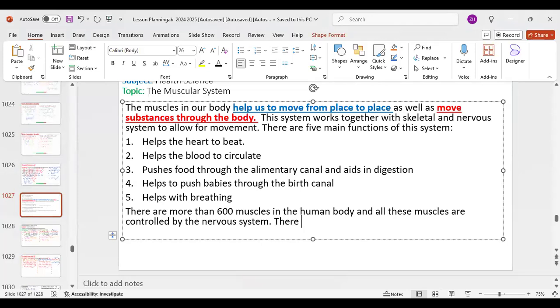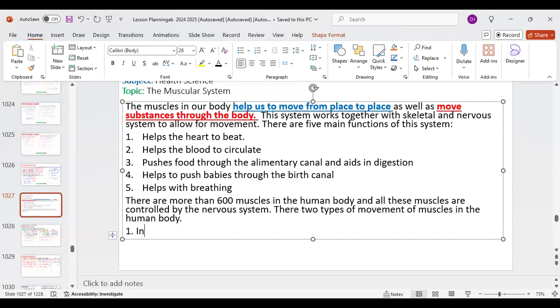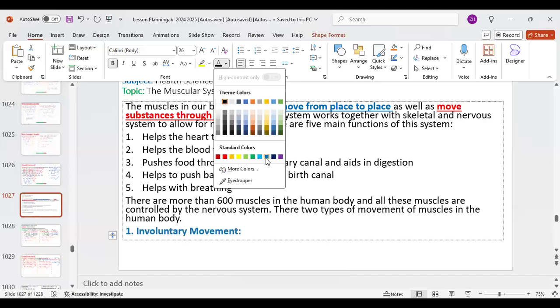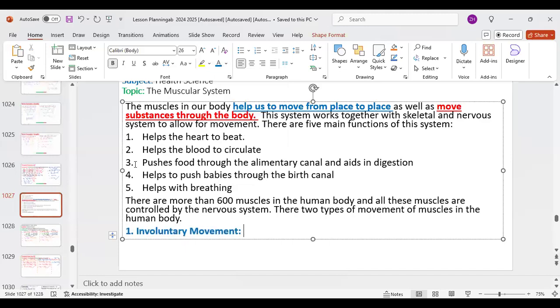So there are two types of movement of muscles. Do you know the two types in the human body? Involuntary and voluntary movement. Very good. The first one is involuntary movement. Now, what do we mean by involuntary movement? Movements that you can't control. That's what I mean by involuntary. You cannot control it, right? That's what you mean by involuntary movement.